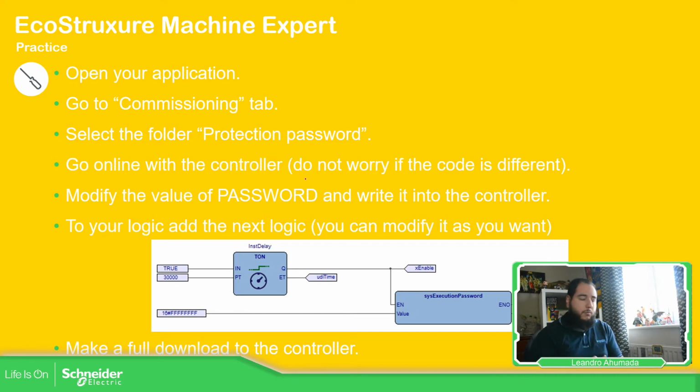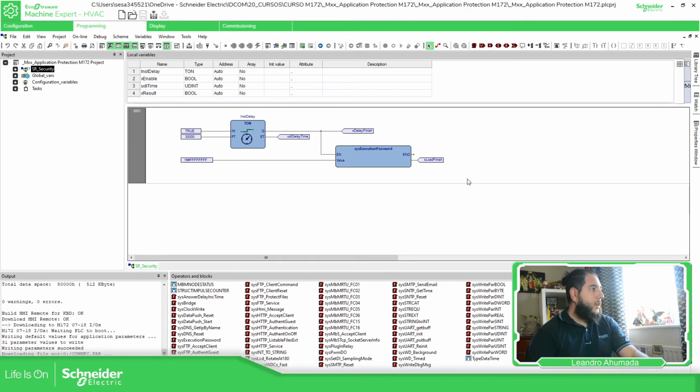I'm going to show you just with one new controller that, well, it's not new, but I never did this in this controller. So the first thing that we need to do is to open our application, go to the commissioning, and then set the new password that we want. And then what we need to do is to create this logic and put it on the controller. So at the moment, this PLC, as I mentioned before, doesn't have anything at all.